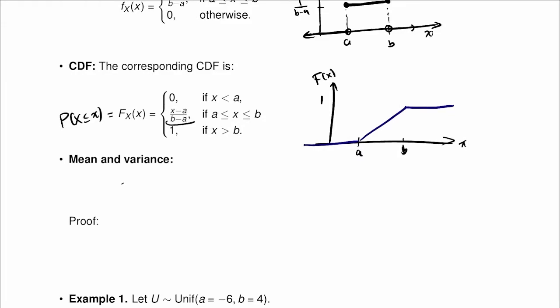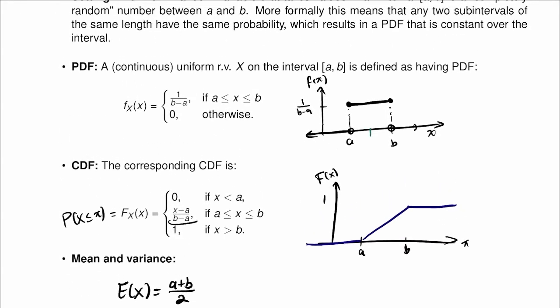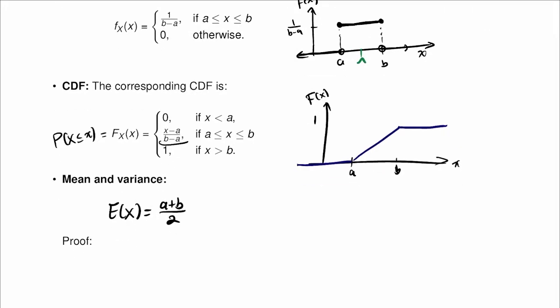Okay. Now the mean and the variance. So the mean, the expected value of x, is going to be a plus b over 2. That is the midpoint. Expected value is over here. Remember, it is the center of mass. And the variance is going to be b minus a squared over 12.